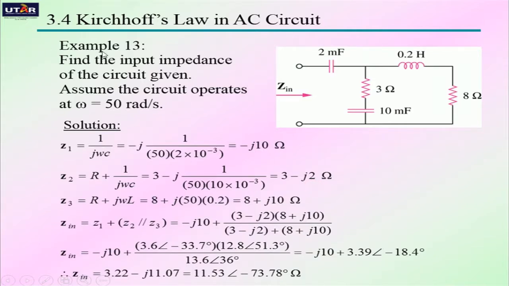Let's have a look at example 13. We are asked to find the input impedance of this circuit. First we have to calculate the impedance of the capacitors and the inductor: 2 millifarad capacitance, 10 millifarad capacitance, and 0.2 Henry inductance. The impedance of these elements must be found first. Then by performing series, parallel, and then series again, we will be able to find that the total input impedance is 3.22 minus j11.07 ohm.